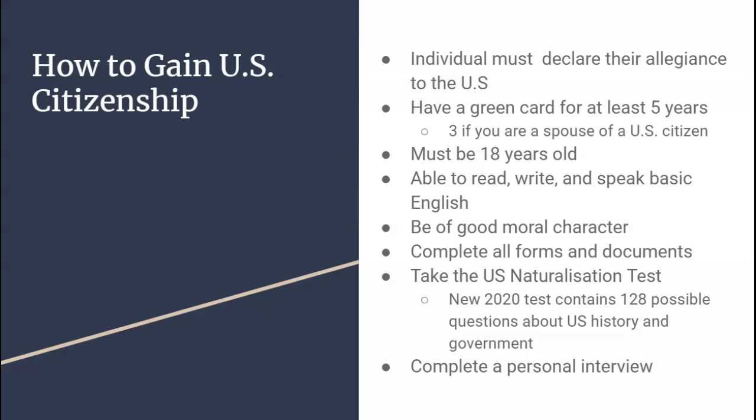I was on the immigration website, there was like a whole bunch of forms that they made sure that you had to fill out. And then you have to take the U.S. naturalization test. So from what I understand, it's 128 possible questions. You will be asked a select number of them, and it'll cover U.S. history and government. And then you also must complete a personal interview as well. So as you can see, it's a very timely process, and there's a lot of work to be put into it as well.